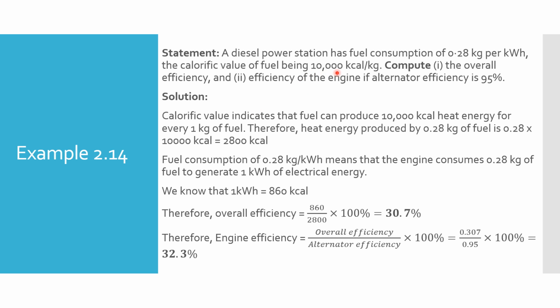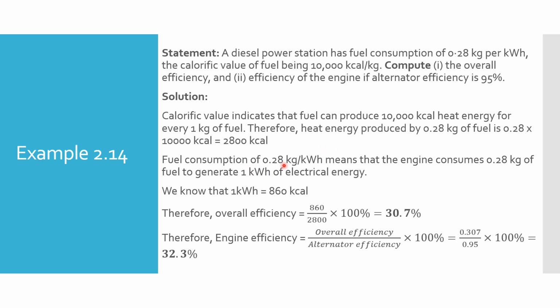Obviously, the calorific value indicates the amount of heat that is available from the fuel. So this fuel can produce 10,000 kilocalories for every 1 kg of fuel. So the heat produced by 0.28 kilograms of fuel is obviously 0.28 times 10,000 kilocalories per kg, and that comes out to be 2,800 kilocalories.